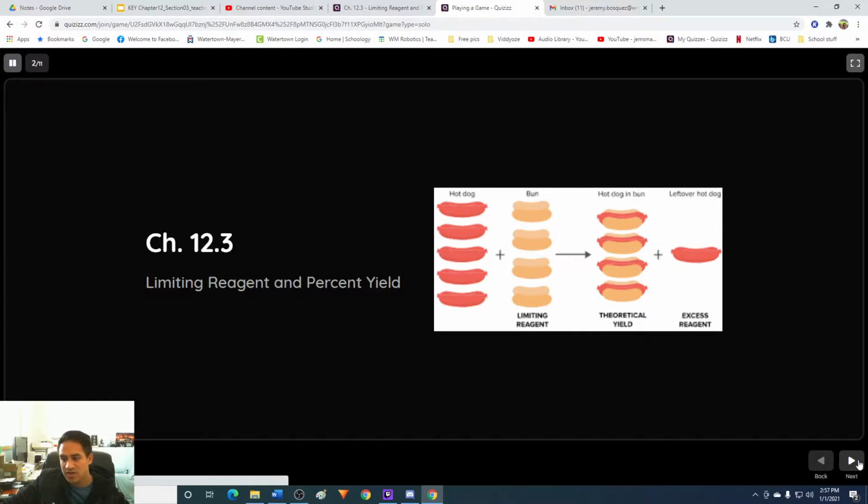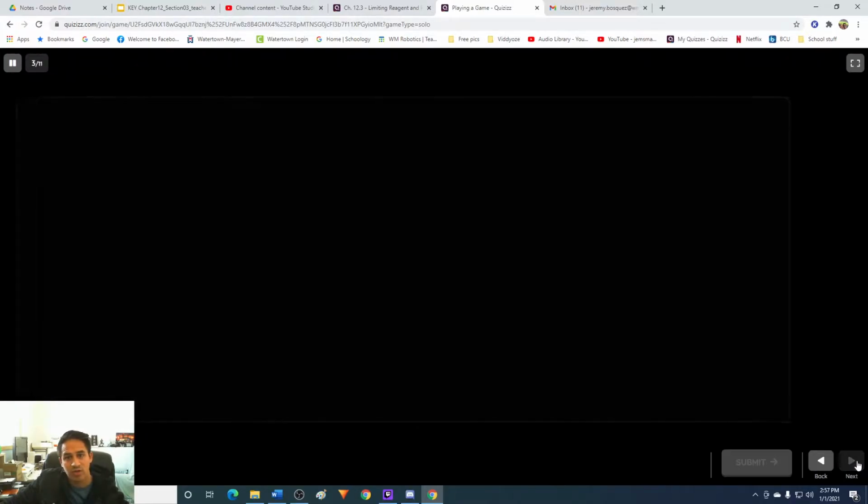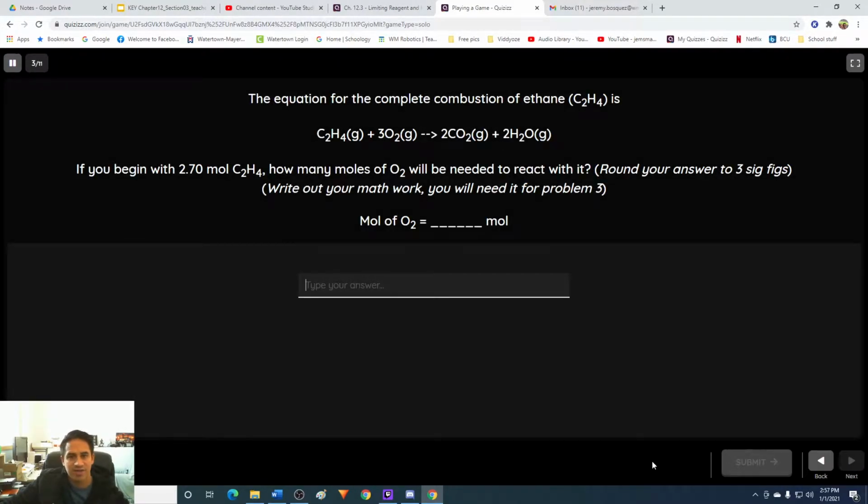Now I have written these down on paper because I'm going to be doing my math work on paper, and I'll be switching to my desk cam here to do that. I wrote them down in advance just so that way I didn't have to waste time writing them down. Okay, so our first one here, it says the equation for the complete combustion of ethane, C2H4, is given.